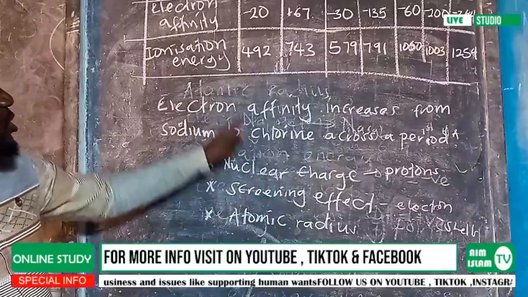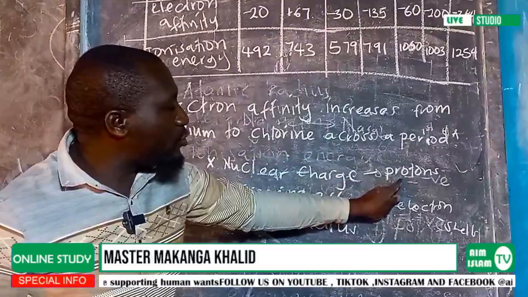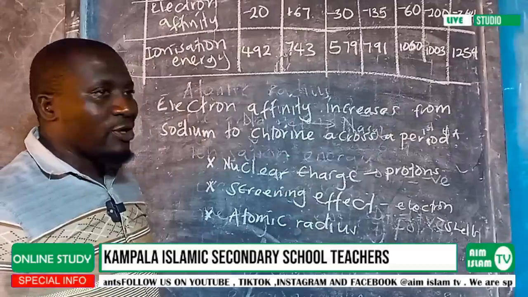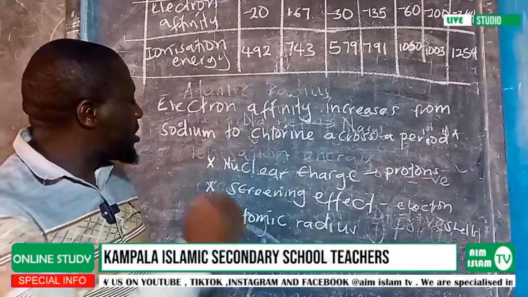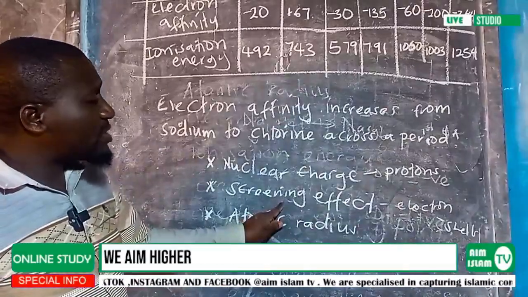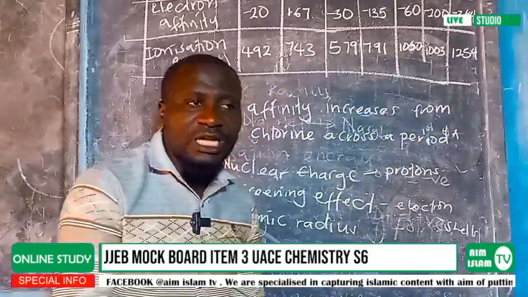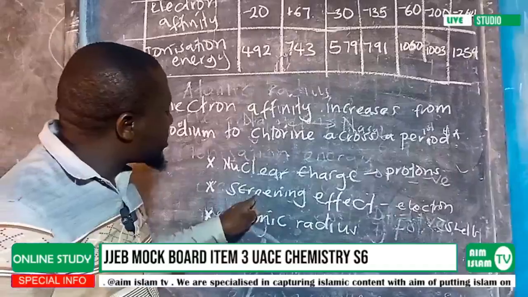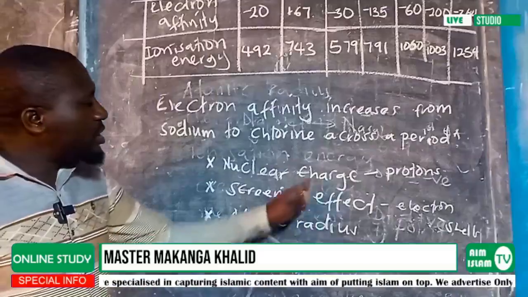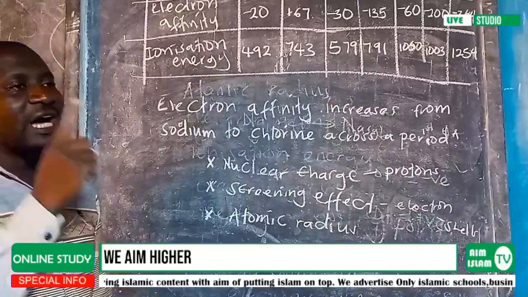So when you move from left to right, from sodium to chlorine, what happens to the number of protons? The number of protons goes on increasing. That brings about, if they are increasing from sodium to chlorine, it implies that nuclear charge also increases. Then what happens to screening if the number of shells almost remains constant? It means that the screening effect increases, but only slightly. So these two are increasing across a period from sodium to chlorine.